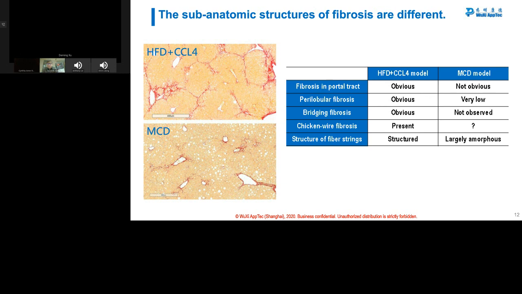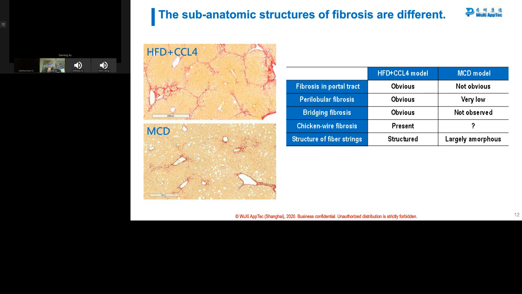Okay, you can see that in the high-fat plus CCl4 model, the fibrosis is structured and is nicely distributed in the relevant regions. And by the way, these features used to characterize fibrosis are clinically relevant. Whereas if you look at the MCD model, the relevance to these characteristics is much less, and you can describe the fibrosis in the MCD model as amorphous.